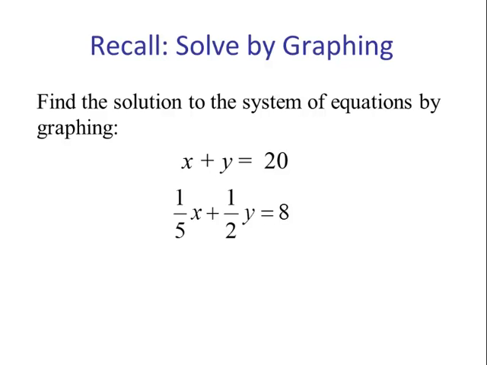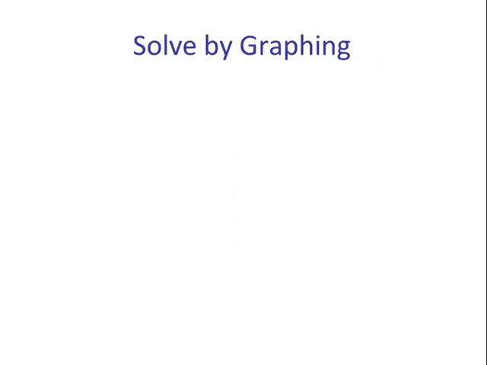So we have our system, which is two linear equations, x plus y equals 20 and 1/5 x plus 1/2 y equals 8. One way of solving by graphing is to put all the equations into y equals mx plus b form and graph. So we have the first equation, x plus y equals 20.